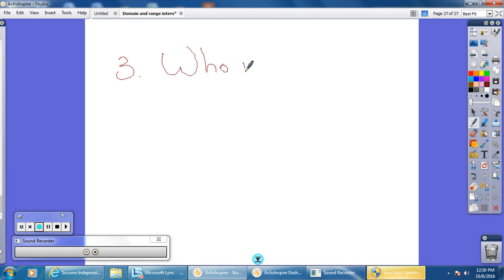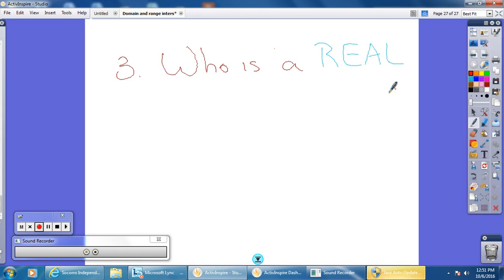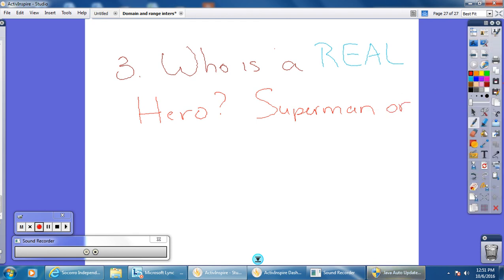Who is, not the, because then it's comparing, so who is a, now I'm going to put this in baby blue, real, and I'm going to put this in red because it should be obvious, hero, Superman, or, I'll put him in yellow because he's kind of a coward, Batman. Remember, there's right and wrong answers here, according to me, okay?